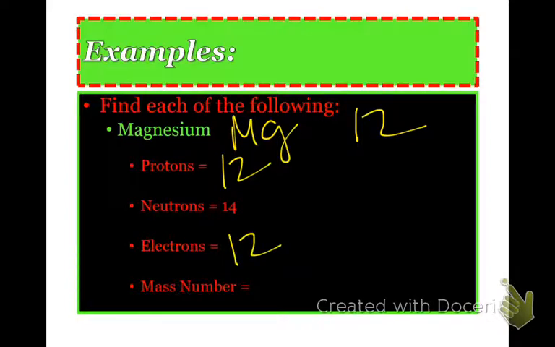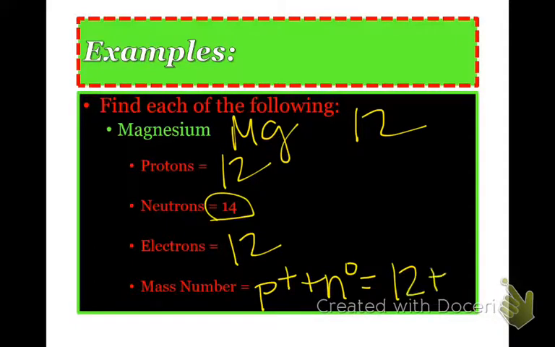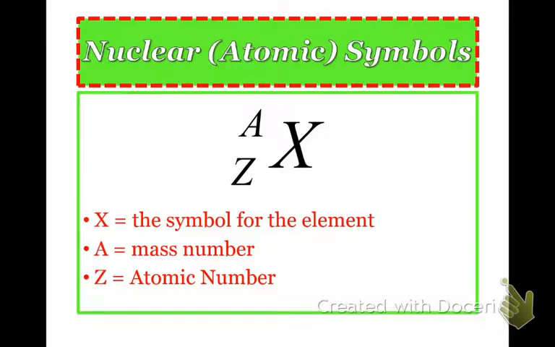And then, if those are 12, all I have to do for the mass number, remember, is take protons plus neutrons. So in this case, they gave me the neutrons. So 12 plus 14, which is 26, right? That's it. Not too bad. Okay. All right.